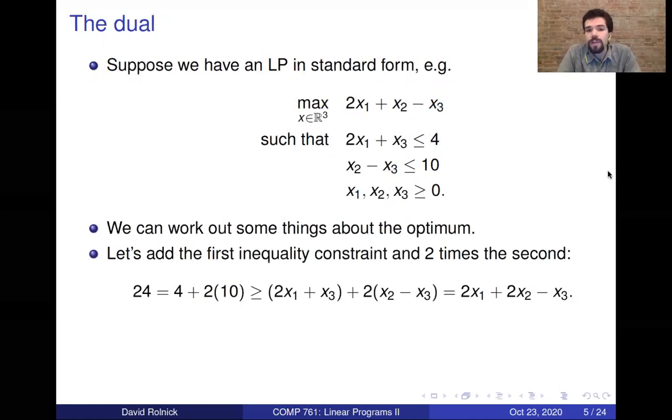Let's try adding the first inequality constraint and 2 times the second one. If you add the right-hand sides of these inequality constraints, or if you add this and 2 times the second one, you get 4 plus 2 times 10. If you add this plus 2 times this, then you get this and this. And so overall, you get the inequality 24 is greater than or equal to 2x1 plus 2x2 minus x3. That's what happens. You can linearly combine inequalities. It's just this inequality times 2 plus this inequality.